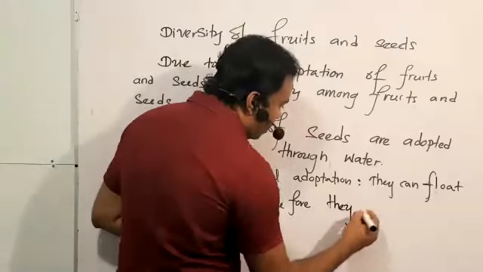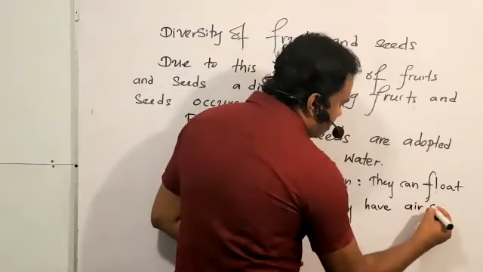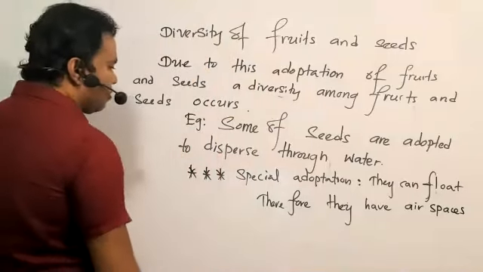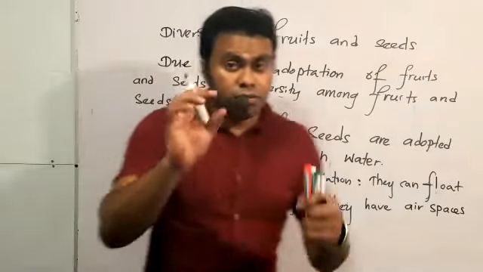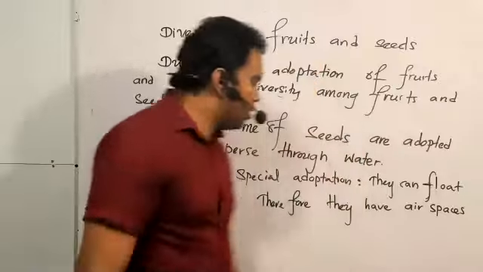Therefore, like coconut? Yes, coconut. The sea beans have air spaces. Floating. They have air spaces. Light means not small. That's not small. Sea beans. Okay.